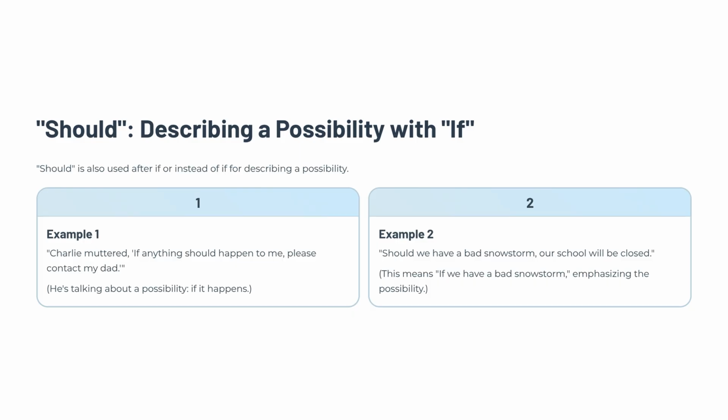Another example, you can sometimes use should instead of if at the beginning of a sentence. Should we have a bad snowstorm, our school will be closed. This means the same as if we have a bad snowstorm, but it sounds a little more formal. It's still emphasizing that possibility.